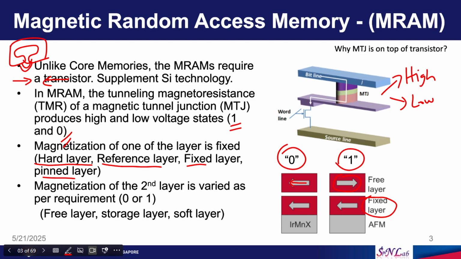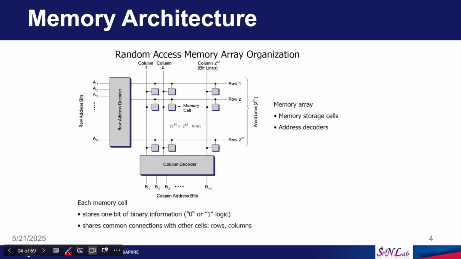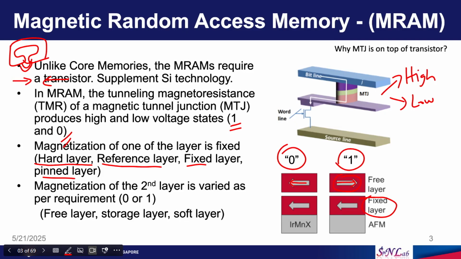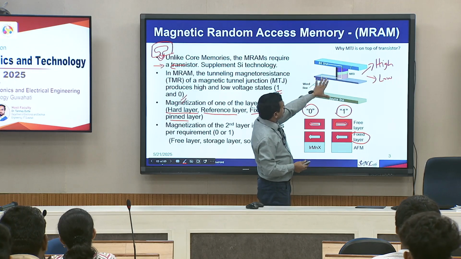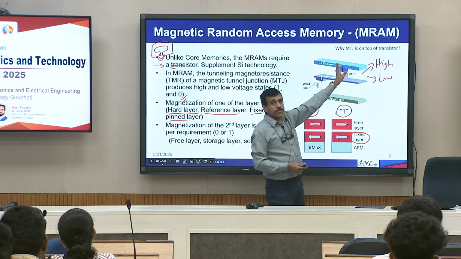So, if you want to write 1, you switch the magnetization of the free layer to be anti-parallel to the fixed layer, that is writing 1. Okay, so here if you notice, we have a transistor at the bottom, then the MTJ is at the top.